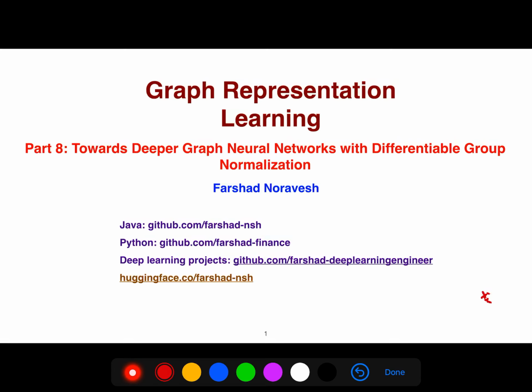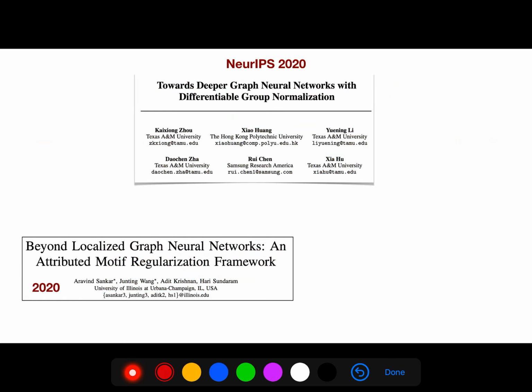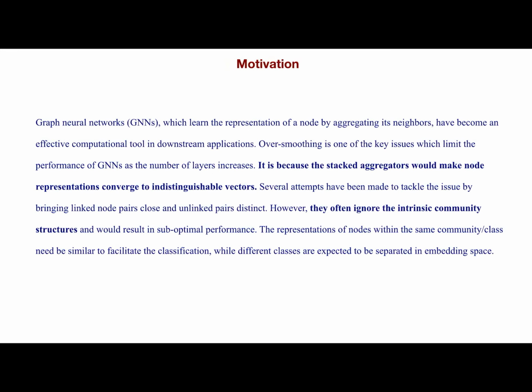Alright, so in this video I'm gonna be explaining this important article with the title Towards Deeper Graph Neural Networks with Differentiable Group Normalization. This paper is in NeurIPS 2020. So graph neural networks, which learn representation of a node by aggregating its neighbors, have become an effective tool. But oversmoothing is one of the key issues which limit the performance of GNNs as the number of layers increases.